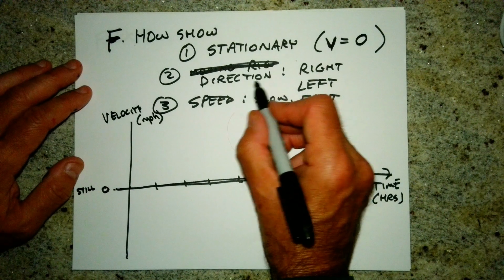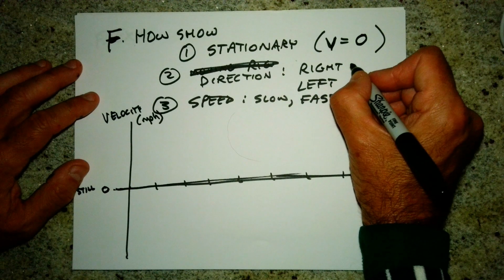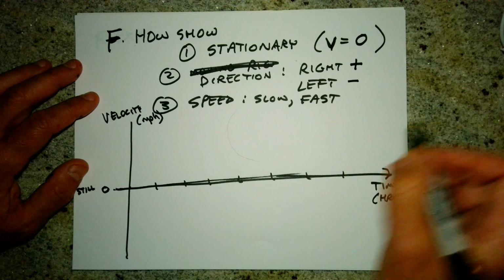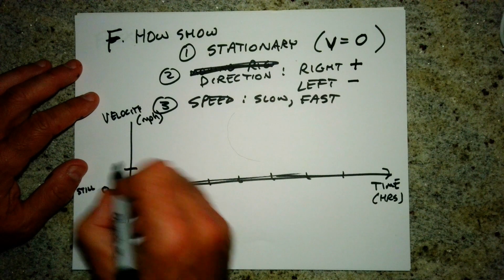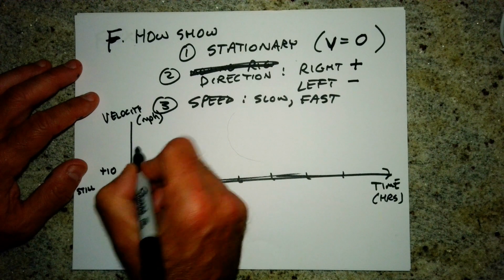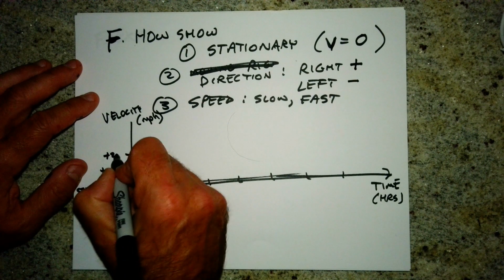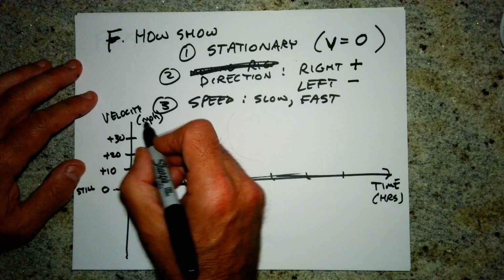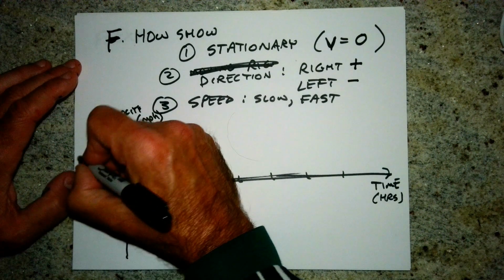Okay? Then we need direction, right and left. Well, we said earlier, for right, we're going to say those are positive velocities and left are negative velocities. So if we start pointing some numbers on here, like this would be plus 10 miles per hour, plus 20 miles per hour, plus 30 miles per hour, everything up here, all of these would mean moving right.